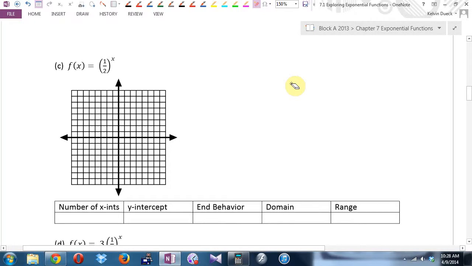What's the difference between C and the previous ones? What type of base do we have this time?